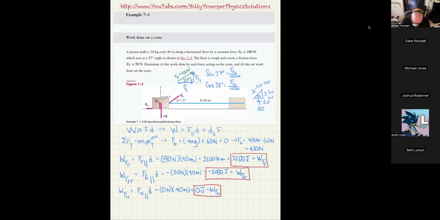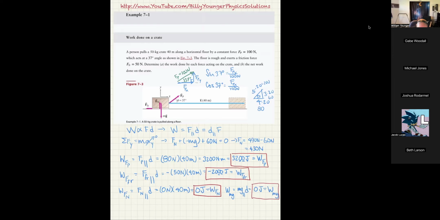Now we can also do the work done by mg. So in this case, I'm going to say work done by gravity. That, of course, is mg parallel to x. So I'd write it like that. But again, the component of mg that's parallel to the blue vector is zero. So this is just going to be 0 joules, equal to work done by mg. Does that make sense to everyone?